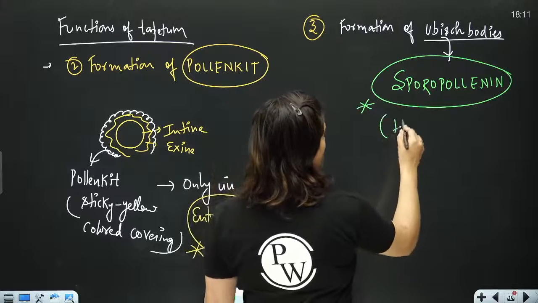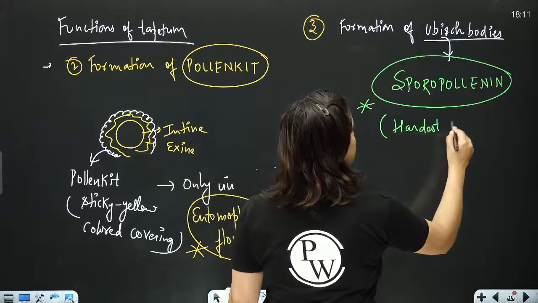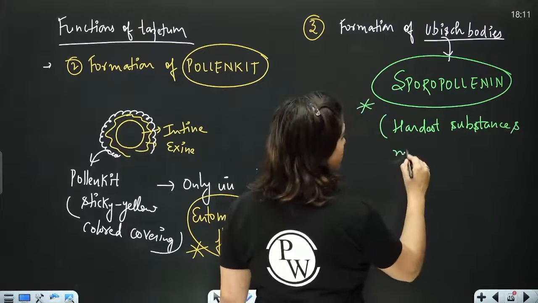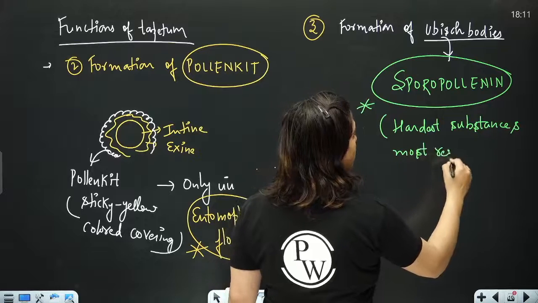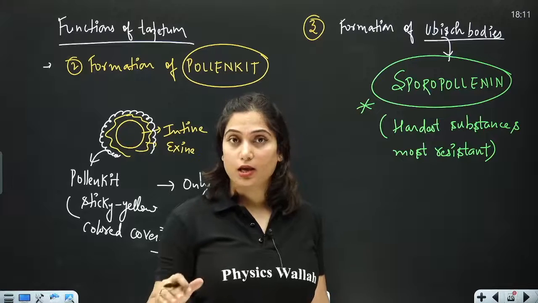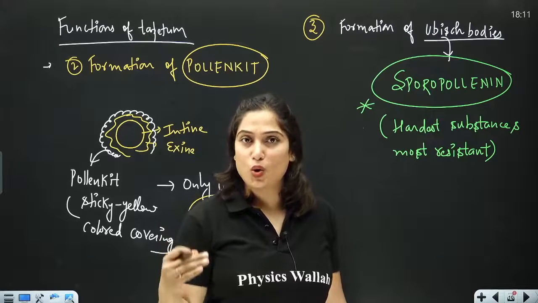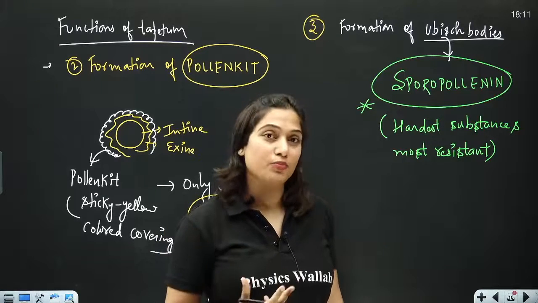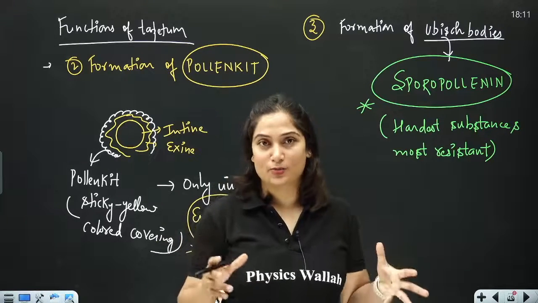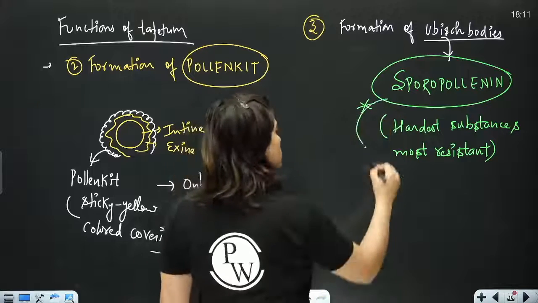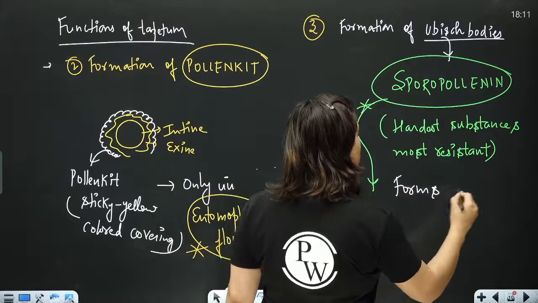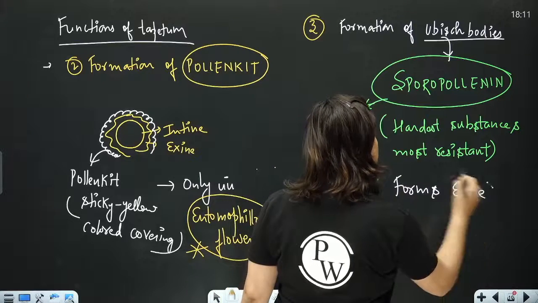Sporopollenin. This sporopollenin is the hardest and most resistant substance in the whole universe. Literally nothing, no enzyme, no acid, no alkali, no pathogen can harm this substance, sporopollenin. So this is a very resistant and very hard substance. And ultimately this sporopollenin forms the exine, the outermost covering of the pollen grain.